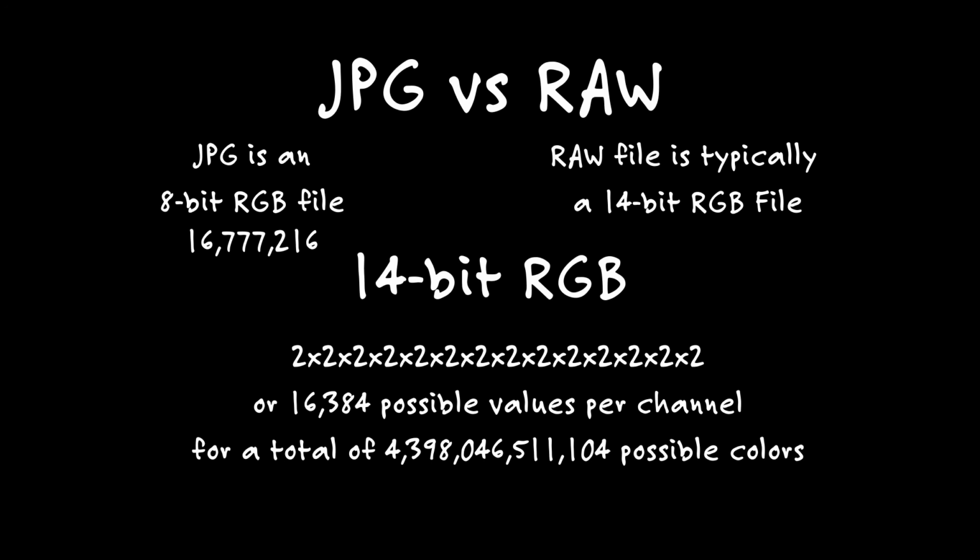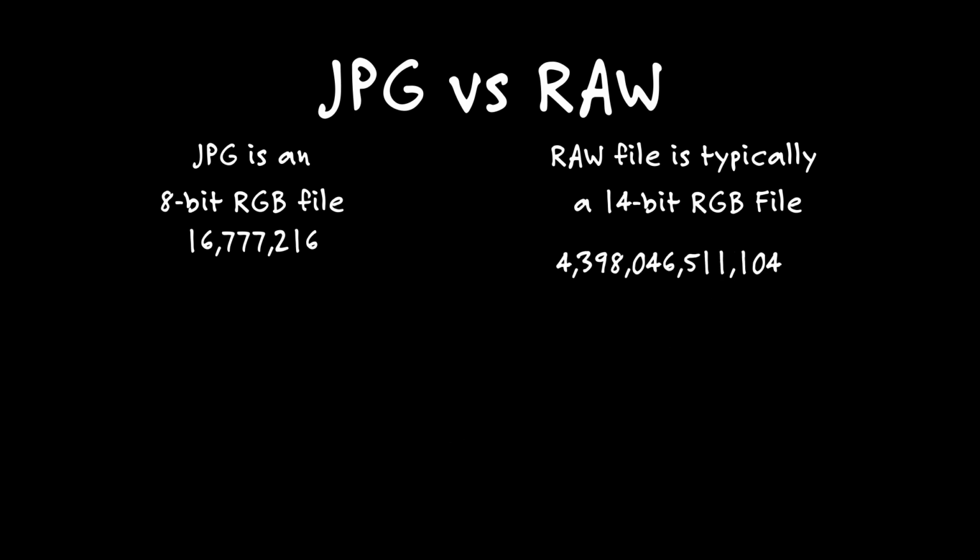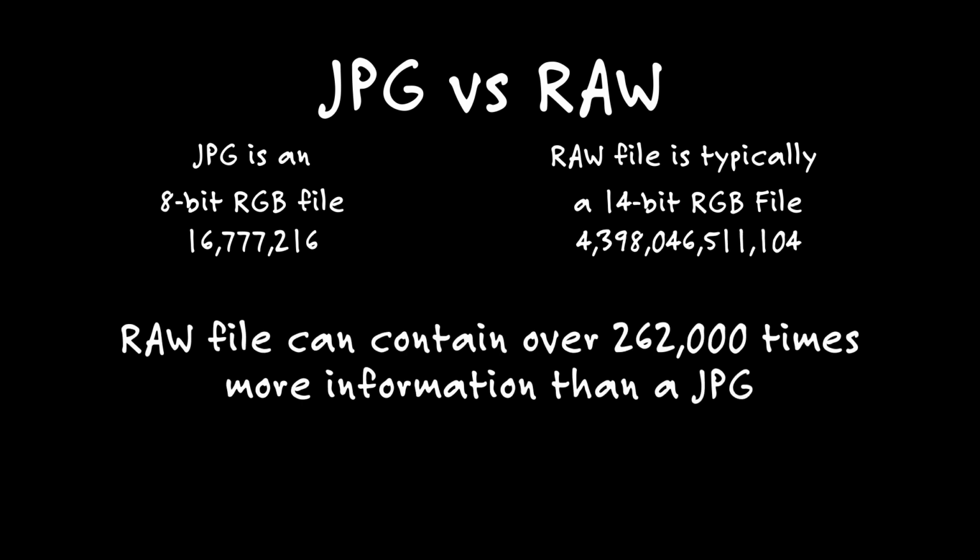That's a lot, but in comparison, a 14-bit RAW file has 2 to the 14th power, or 16,384 possible values per channel, for a total of 4,398,046,511,104 possible colors. That's a jump from million to trillion. A RAW file can contain over 262,000 times more information than a JPEG.